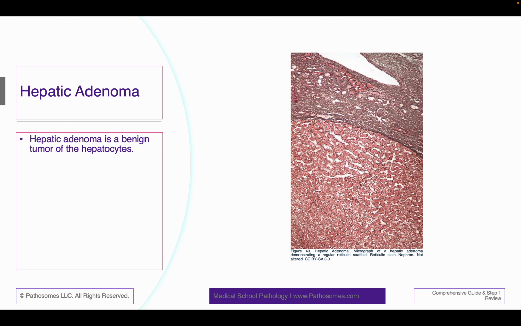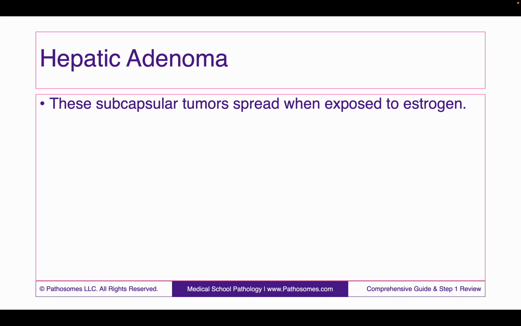Now, hepatic adenoma development is correlated to the usage of oral contraceptives and can actually go away when the medication is stopped. So be on the lookout for a young woman in the clinical vignette who's on oral contraceptives with some sort of liver issues, right? Now, particularly during pregnancy, there is a danger of rupture and intraperitoneal hemorrhage in patients with hepatic adenomas. These subcapsular tumors actually spread when exposed to estrogen.